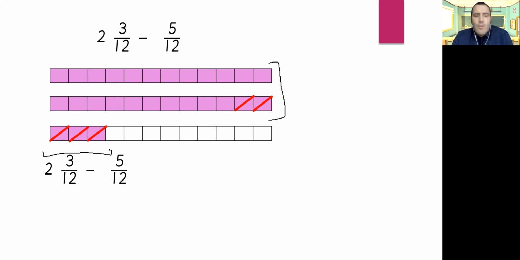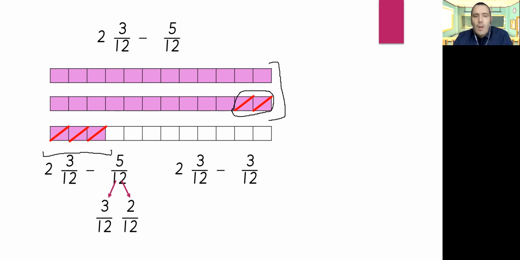So 2 and 3/12, take away 5/12. And I did that. I had 3/12, which got me down from the bottom here and removed that bottom row. And then the 2/12 here, which we've taken out of the whole 2, out of the 24/12 that make 2. So 2 and 3/12, take away 3/12, leaves me with 2 wholes. Then I'm working out 2, take away 2/12, that leaves me with 1 and 10/12.